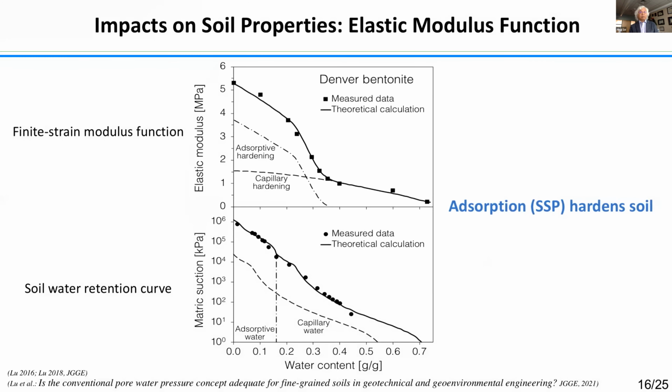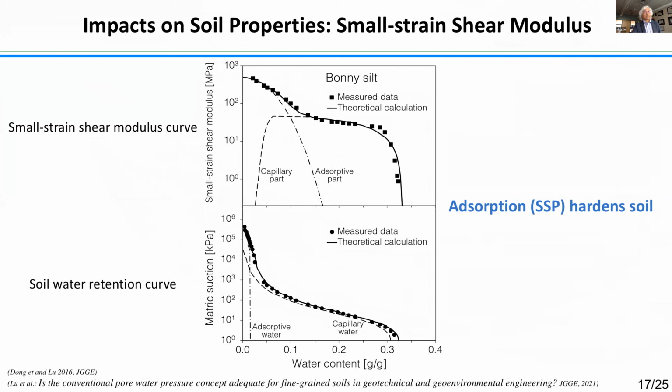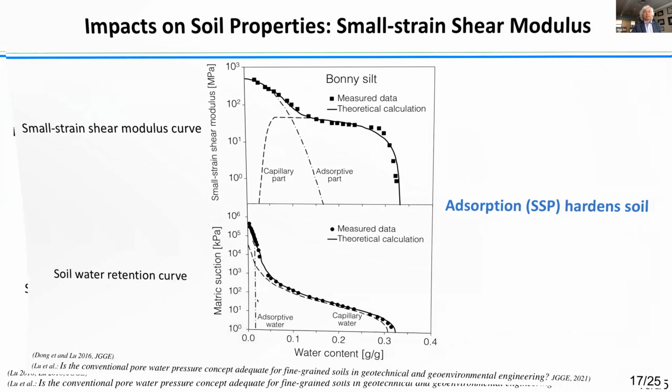We can also look at the so-called finite strain modulus, called the elastic modulus. On the retention curve here, you can split it between adsorbed water and capillary water. By the same token, when we conduct an independent experiment, you will see that the modulus change can also be split between the hardening due to capillary and due to adsorption. So these are the experimental evidence indicating the importance of pore pressure and how it impacts the fundamental soil property. Small strain, which is very important for looking at seismic waves, and again you can see the same changes.